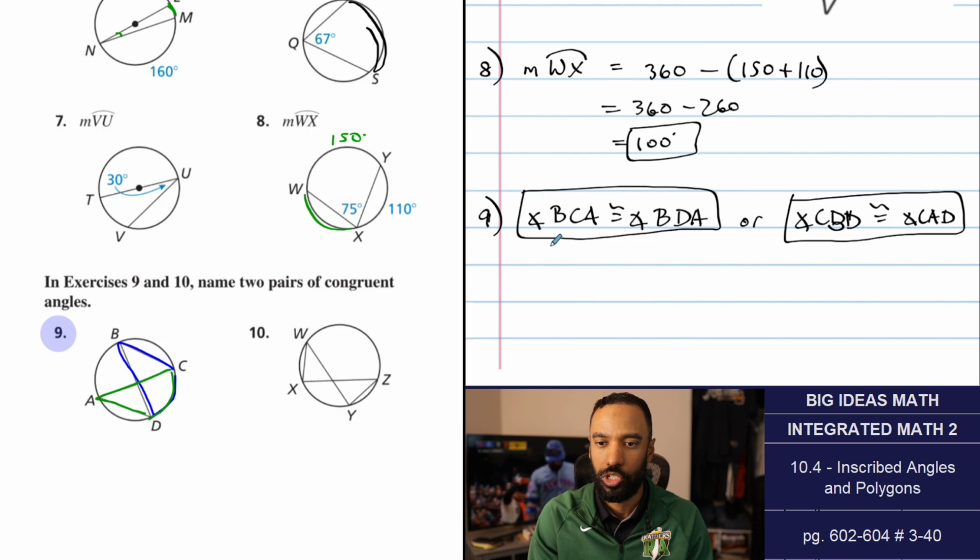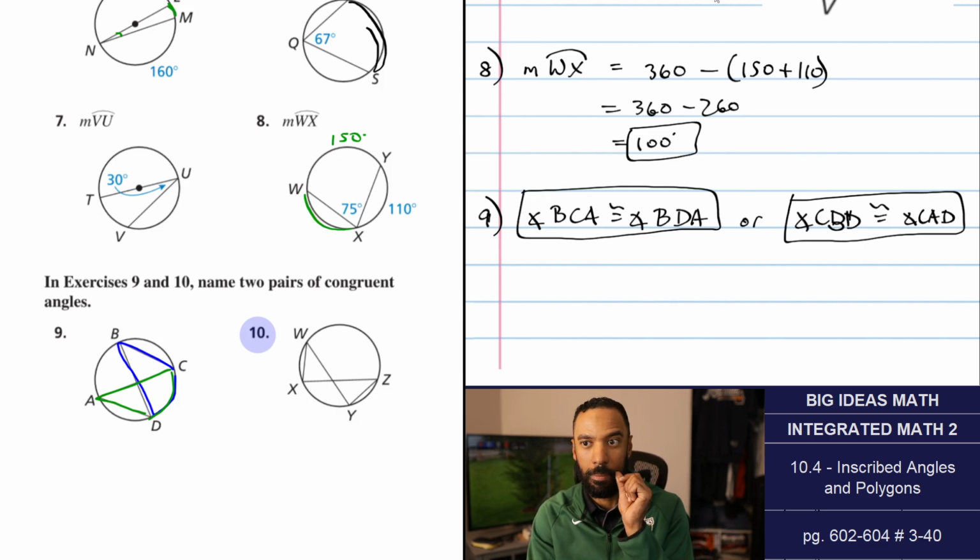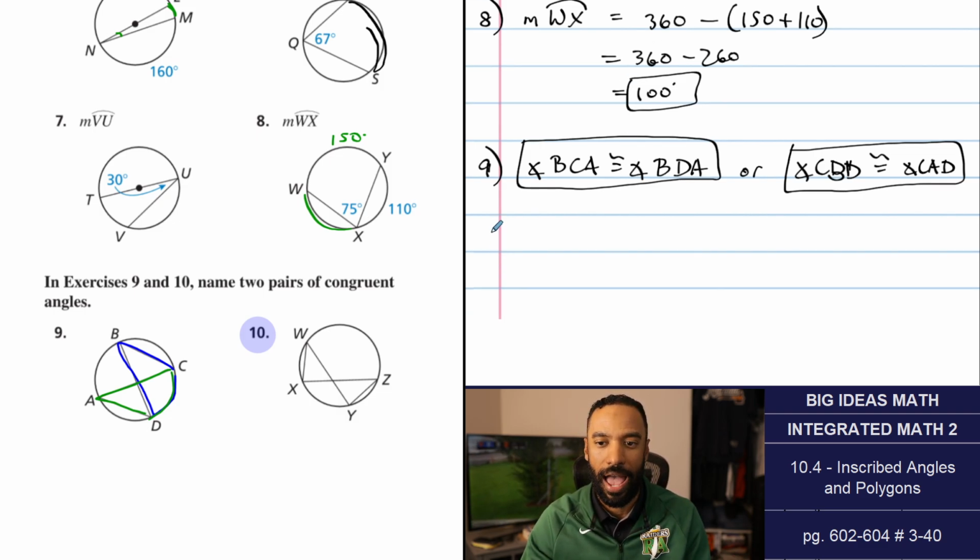Okay, let's jump to number 10. Two pairs. Oh, they did say two pairs. I thought they said name a pair. So I actually did exactly as much as I was supposed to do. I didn't do any more.